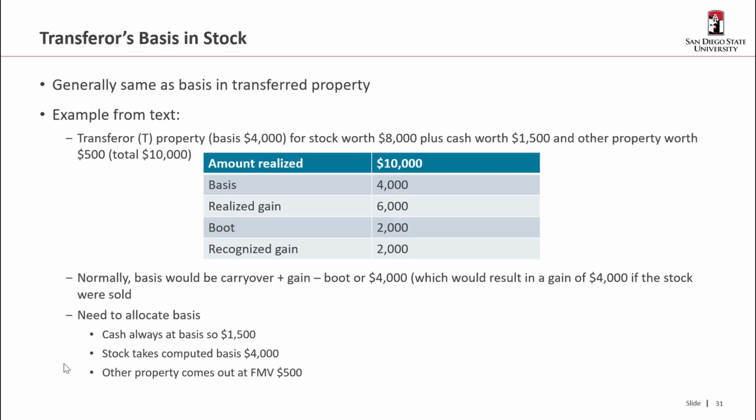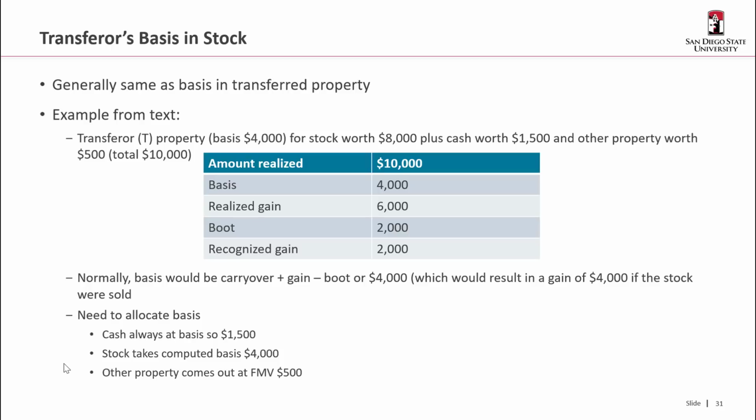Okay. So what is the basis you take in the stock? It's generally the same basis as your transferred property. So transferor gives property with a basis of $4,000 for stock worth $8,000 plus cash worth $1,500 and property worth $500. So you'd say, okay, well, what would the basis be? It'd be carryover plus gain minus boot, or $4,000.